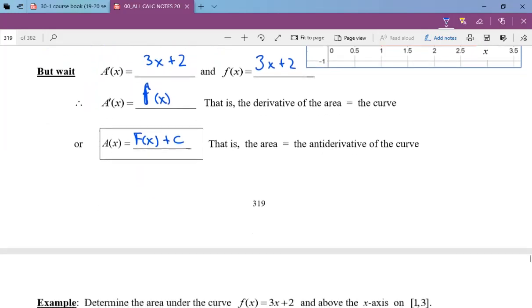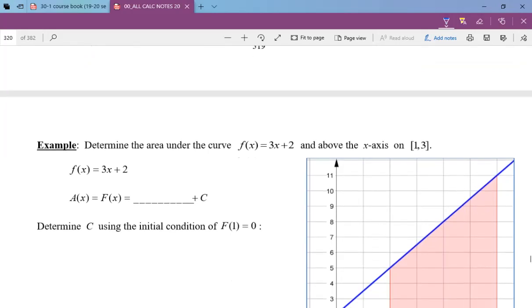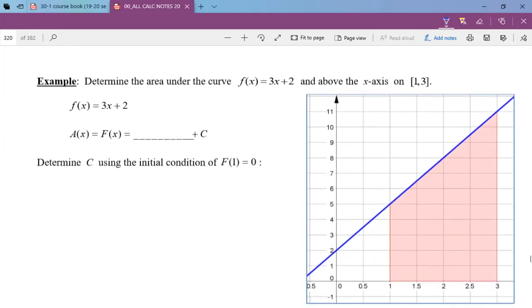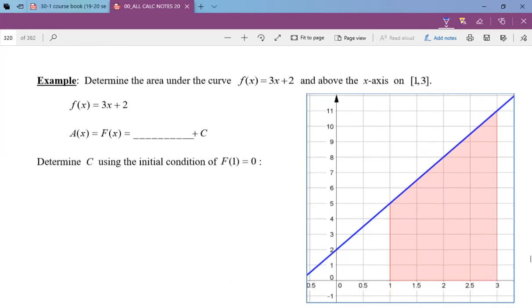Which is really quite a profound thing, and it ends up being pretty powerful. There's a lot that we're going to be able to do with that. So in this next example, let's determine the area under the curve of f of x equals 3x plus 2 and above the x-axis on the interval from 1 to 3.